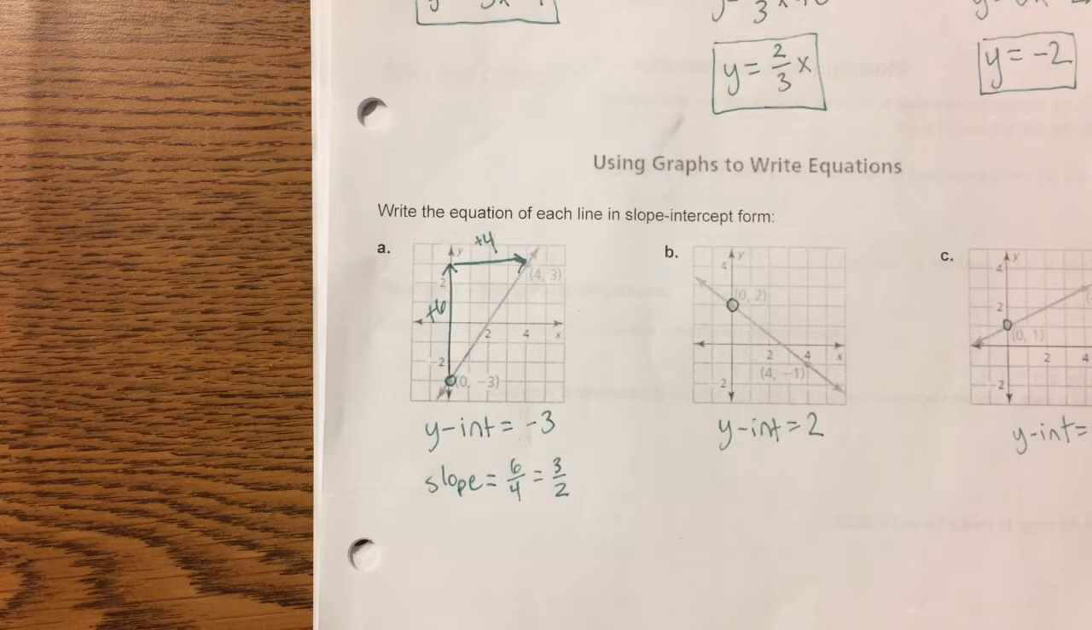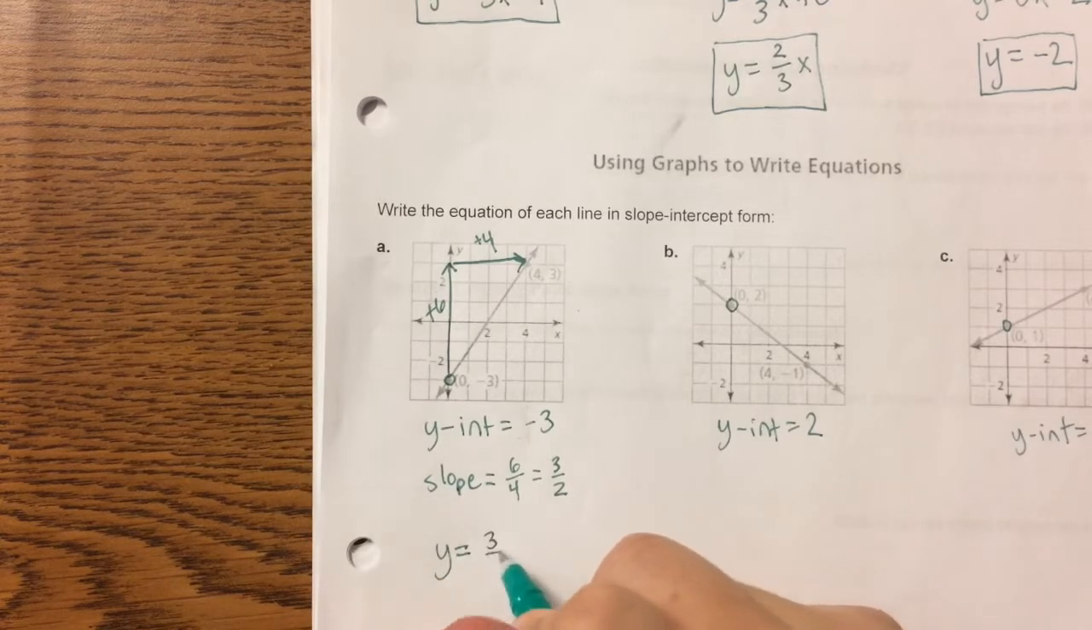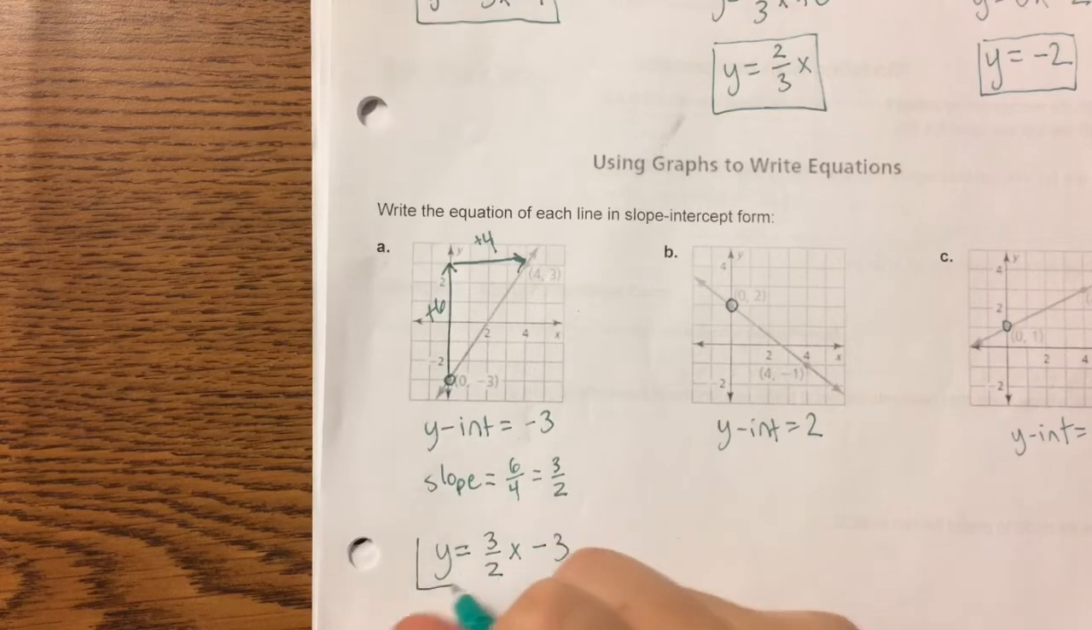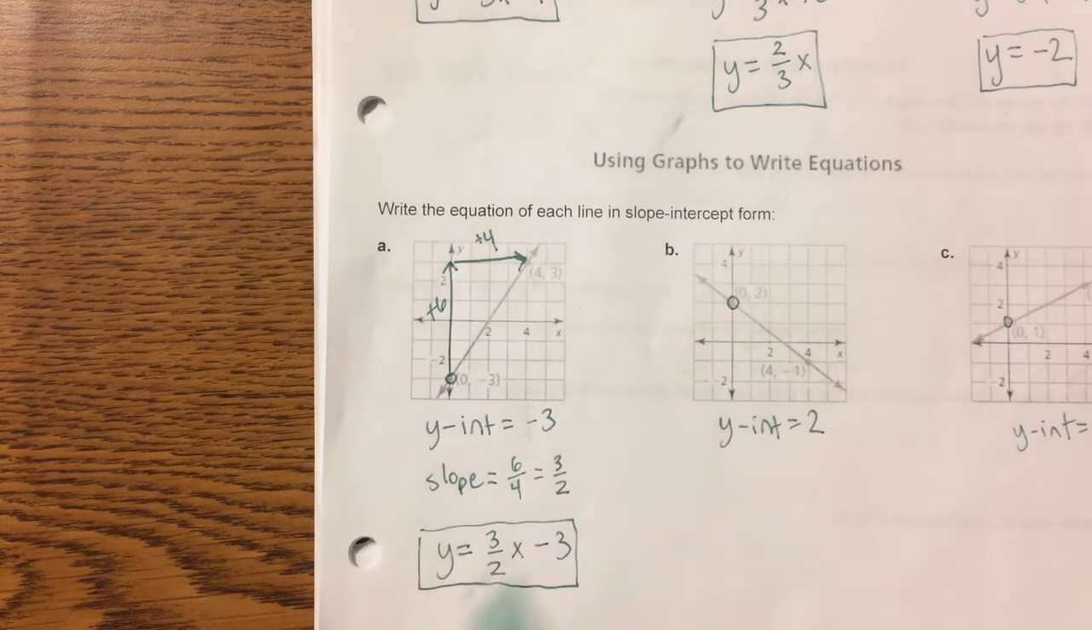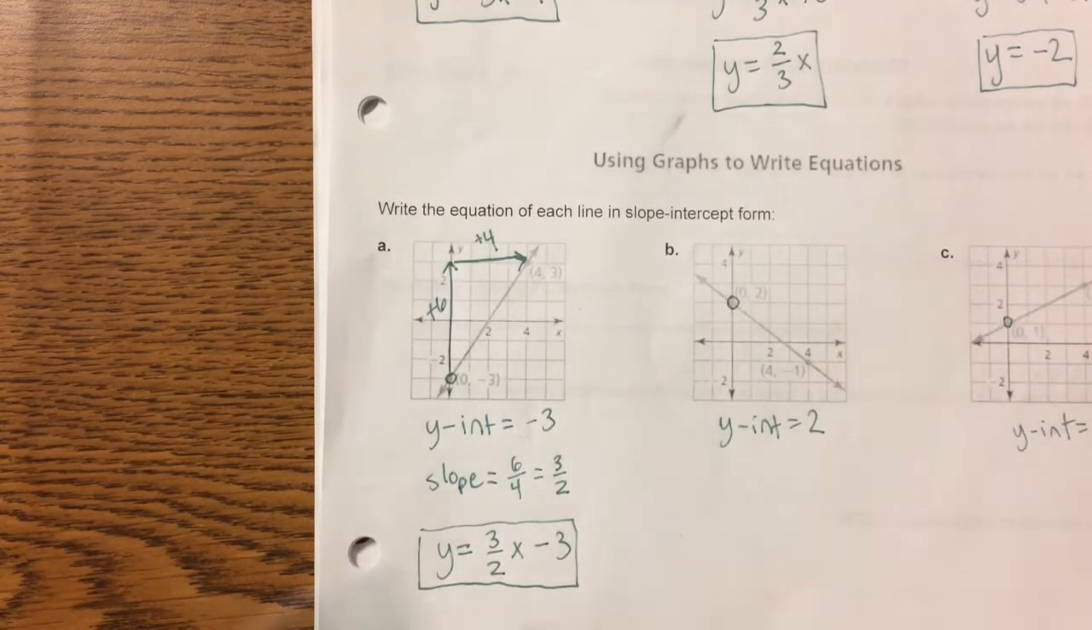Okay, so now we've got the y-intercept and the slope. So let's write our equation. Y equals 3 over 2 x, or 3 halves x, minus 3. Now, if you're ever not sure about whether you're writing the equation correctly, you can always put it in the calculator and see what it looks like. Type it in the y equals menu, look at the graph, and see if these coordinates are still where they're supposed to be.